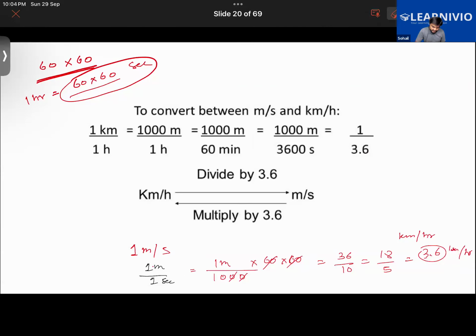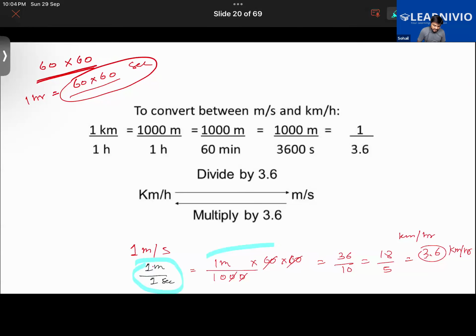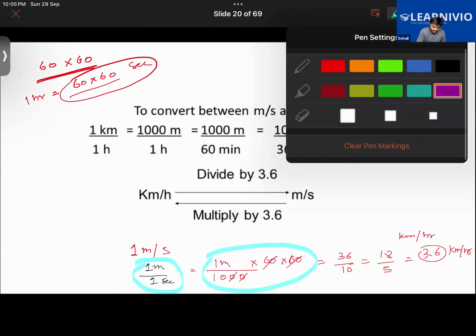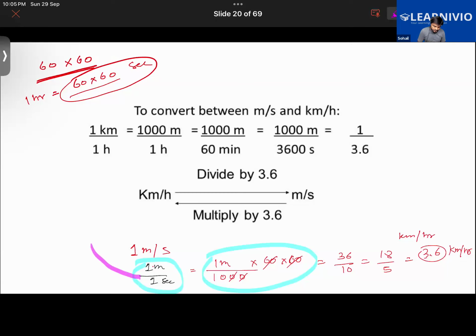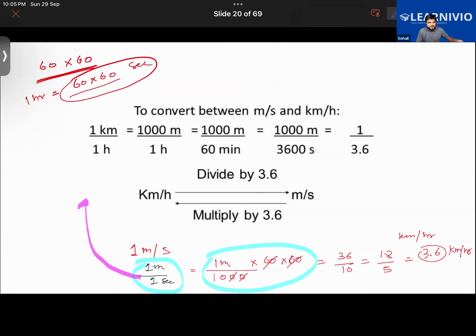Is this clear to everyone? What we have done here? Is this thing clear to everyone or not? Please let me know. I think this step might be confusing, this one and this one. So for the second, you made 60 into 60, right? Let me explain that.